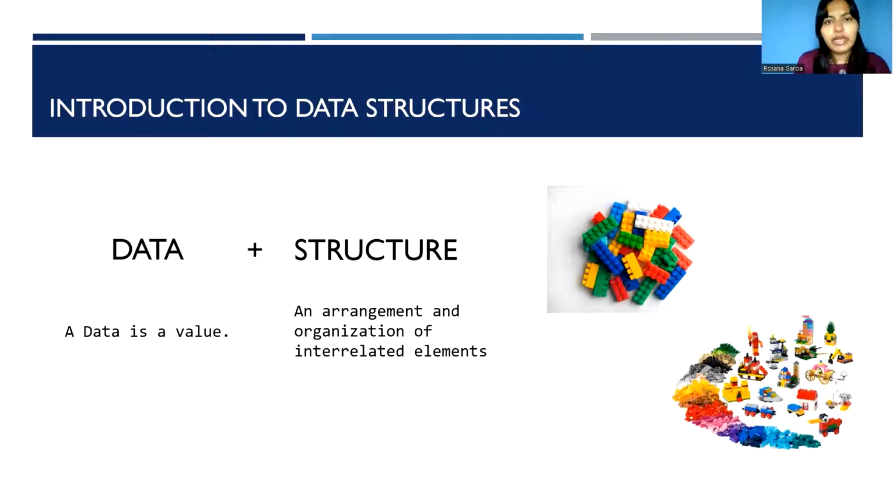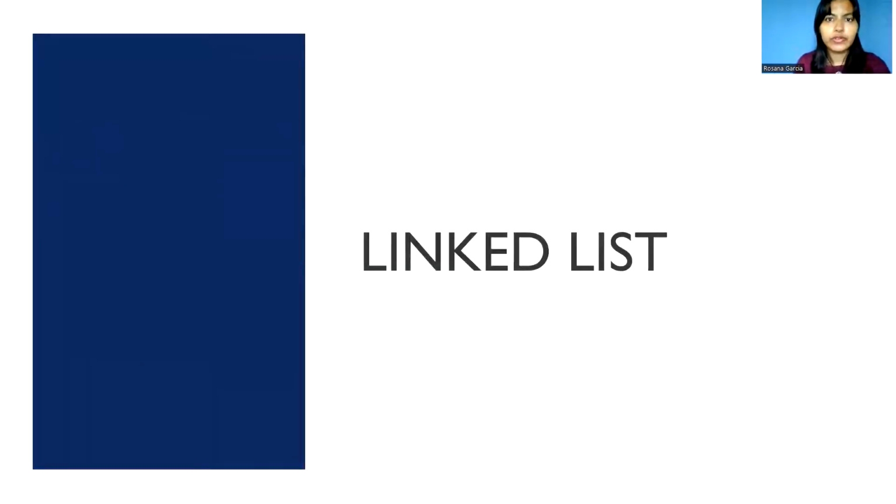A model, an abstract model that represents something of real life, just like the Lego can be used to represent cars, castles, and other things. First, we are going to start with the data structure called linked lists.